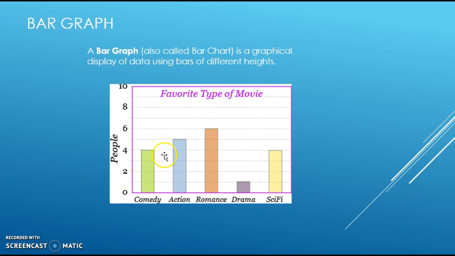So there are bars of different heights that represent the different numbers depending on what the scale is, in this case the number of people and the different types of movies. But there is that space between each bar. That's what makes it a bar graph. Like I said, if they're all crammed together, it's a different type of graph.